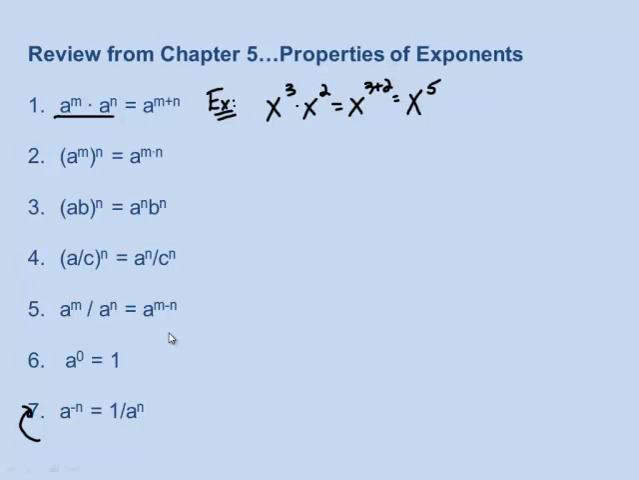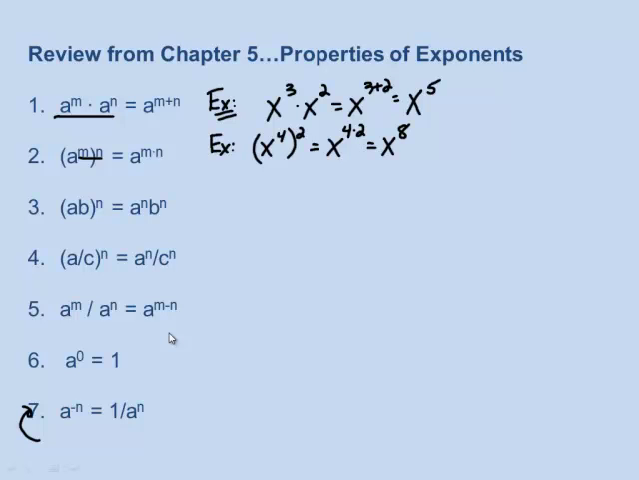Second property, a to the m raised to the n power is equivalent to a to the m times n. So when you have a power raised to a second power, you can simplify that by multiplying your exponents. So an example of that using integer exponents might be x to the 4th squared. Okay? X to the 4th squared, that's a power raised to a second power, can be simplified by multiplying your exponents, which in this case would give you x to the 8th.